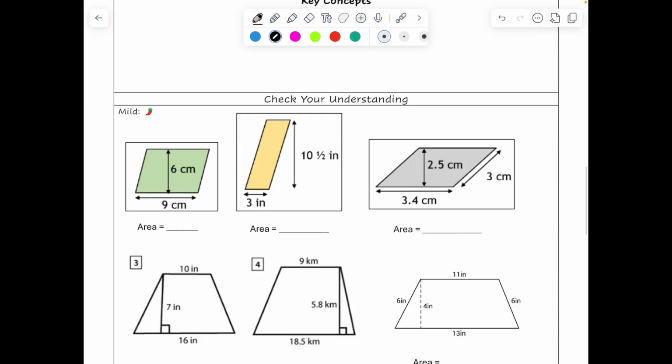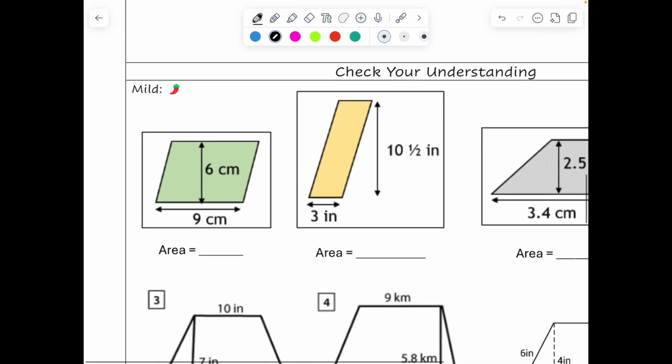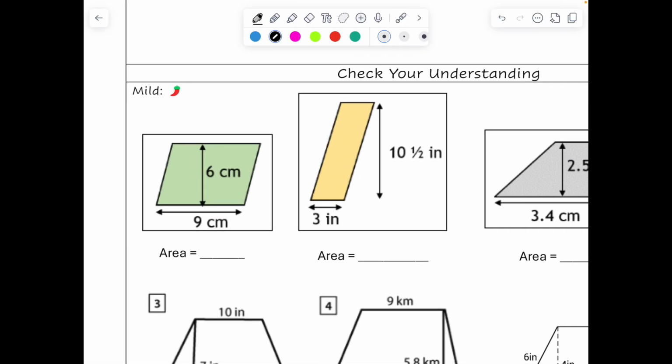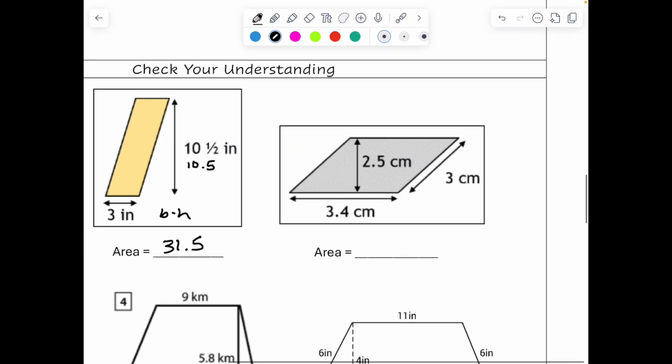All right, I will have you do key concepts on your own, but let's check out some of these problems here. This is a parallelogram, so base times height. This is going to be 54. Base times height. Another parallelogram, base times height. So 3 times 10 and a half, which is the same as 10.5. If you're typing that into your calculator, this is 31.5. Parallelogram, we're doing base times height again. So 3.4 times 2.5.